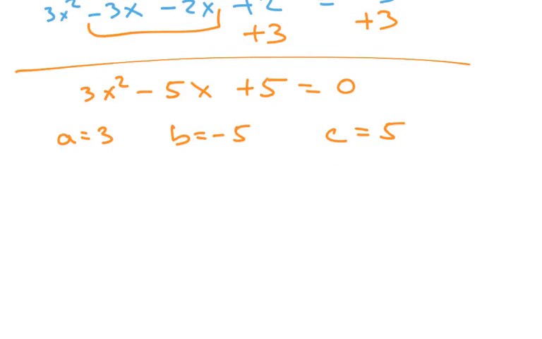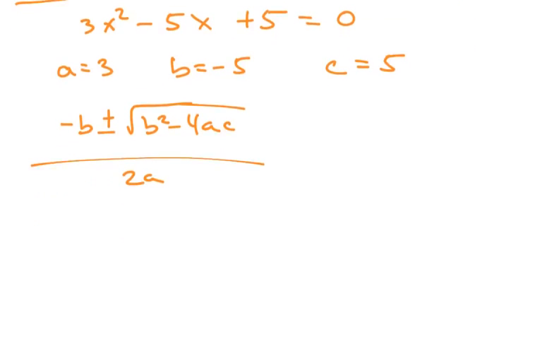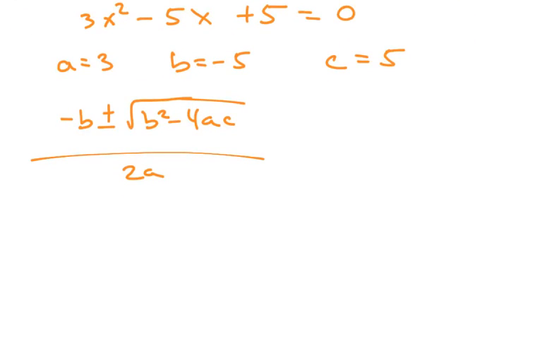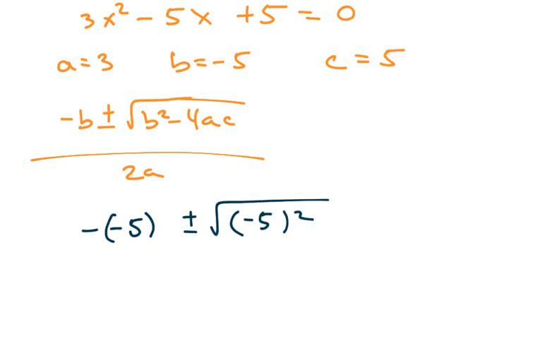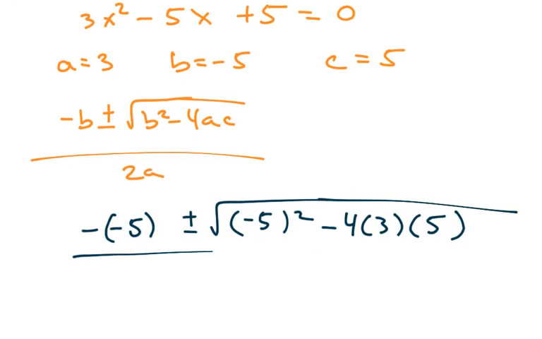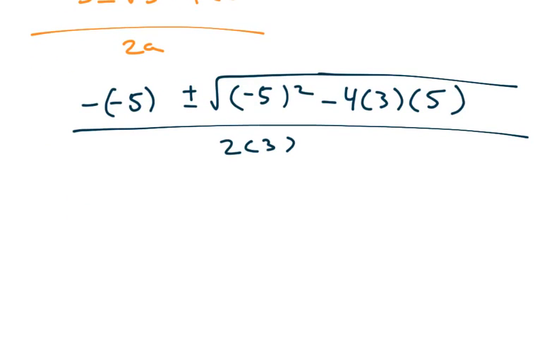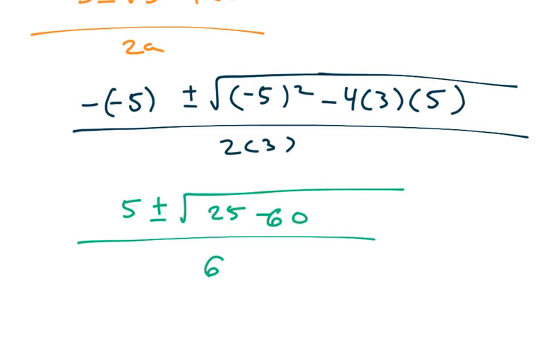And the quadratic formula is negative b plus or minus square root b squared minus 4ac all over 2a. So solving this, we just substitute the values, so it's going to be negative negative 5, note the two negatives, plus or minus square root negative 5 squared minus 4 times 3 times 5 all over 2 times 3. And we clean this up, so this is 5 plus or minus square root 25 minus 60 all over 6.